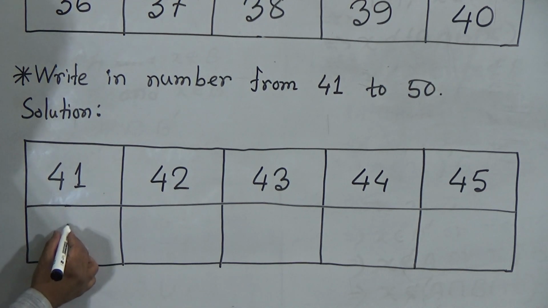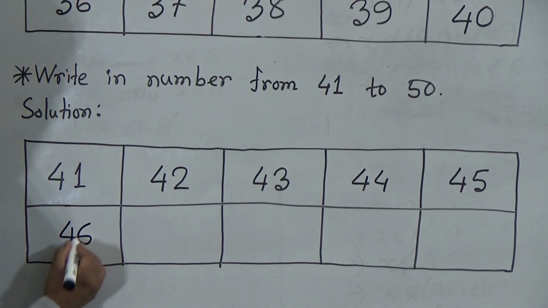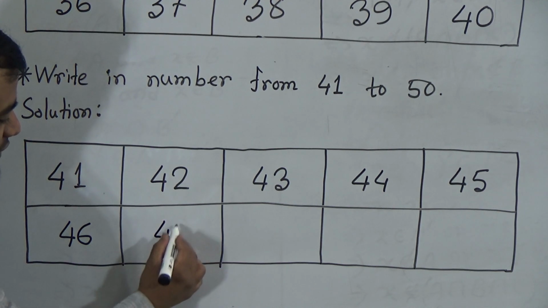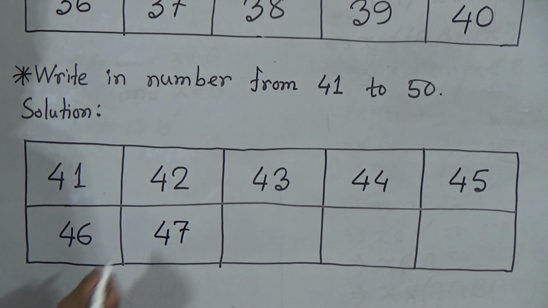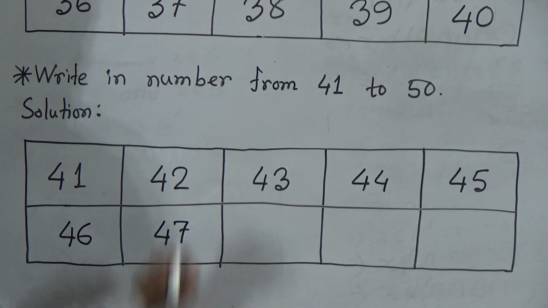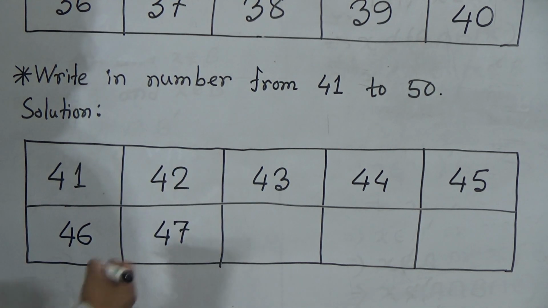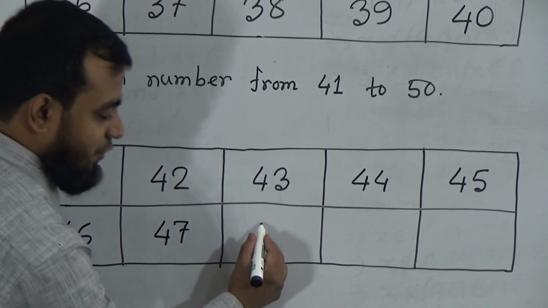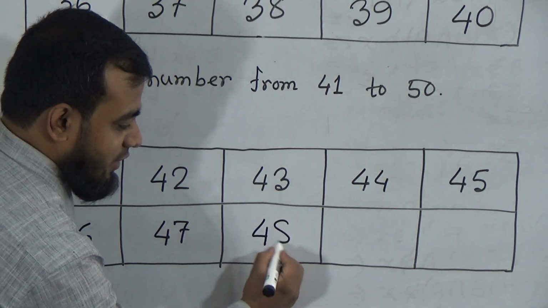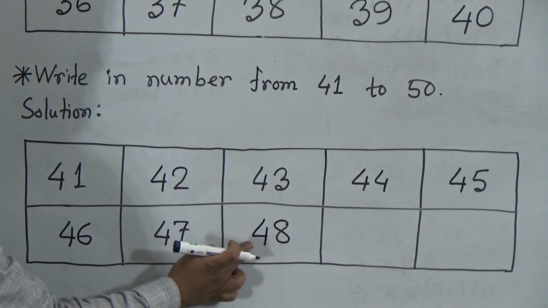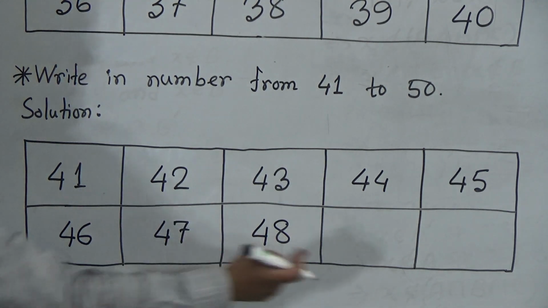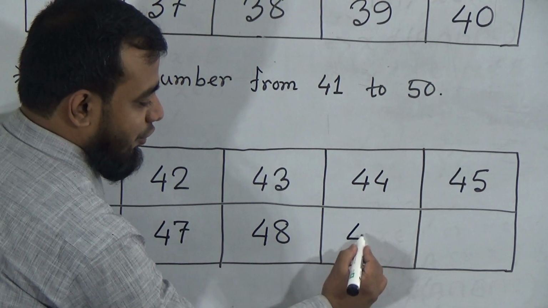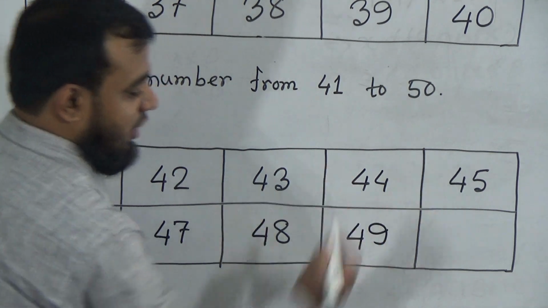We have the number 46. My dear students, to write 46, 4 and 6 makes the number 46. After 46, the number that comes is 47. 4 and 7 makes the number 47. You can say that 4 tens and 7 ones make the number 47. The next number after 47 is 48. To make 48, we should write 4 and 8 in this box. After 48, we have the number 49. 4 and 9 makes the number 49, my dear students.